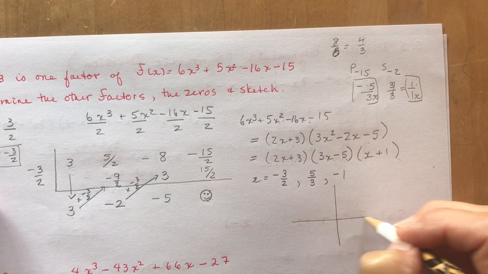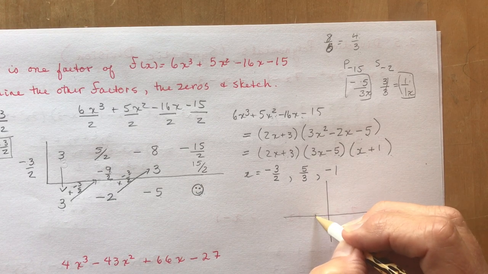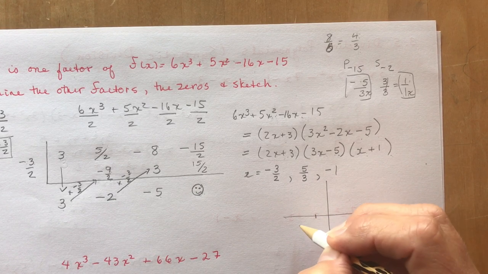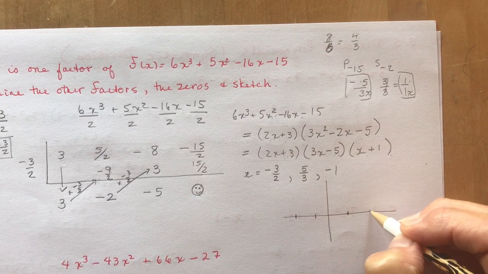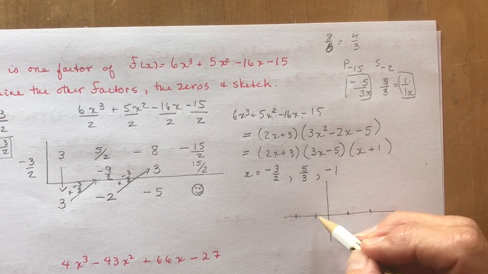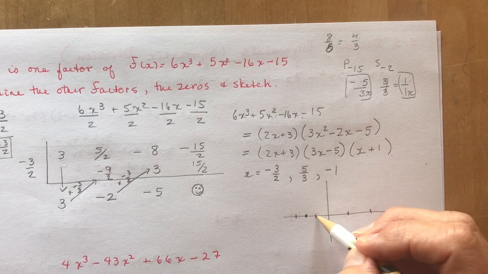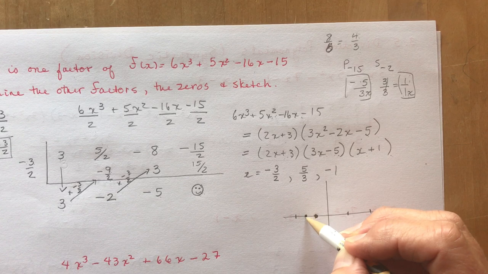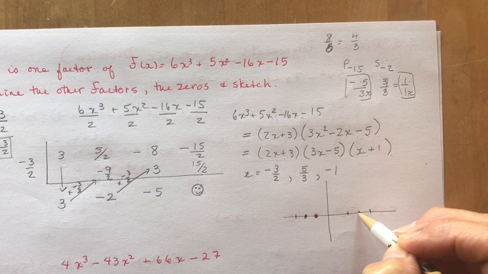So a quick sketch here. I'm just going to do a little one so we don't run into the space. So I have minus 3 halves. Let's say this is minus 1, minus 2, plus 1, plus 2. So I have minus 3 halves, so that's minus 1 and a half. I have minus 1. That's right here. And I have 5 thirds, which is 1 and 2 thirds.